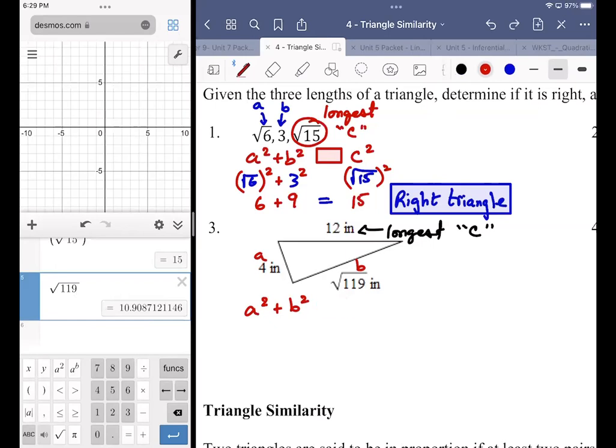Looks like a trapezoid. That's next to you. Still a trapezoid.